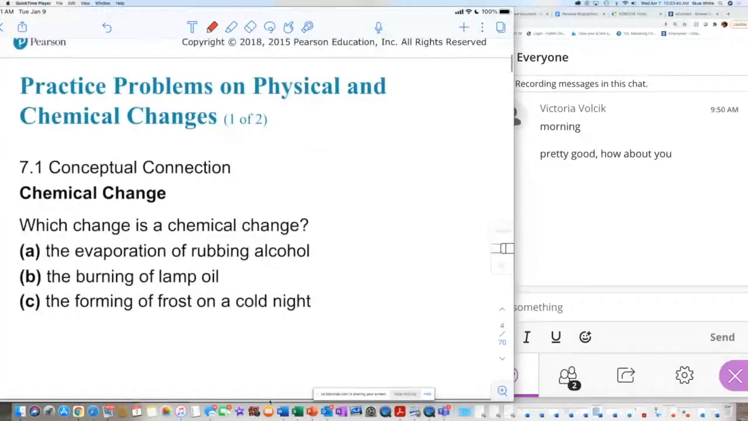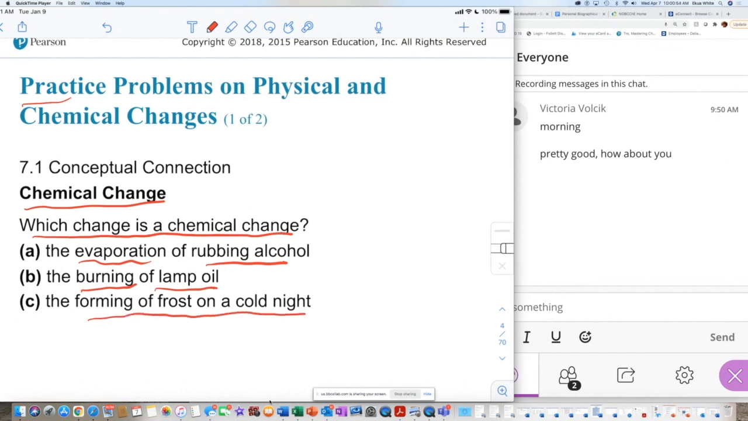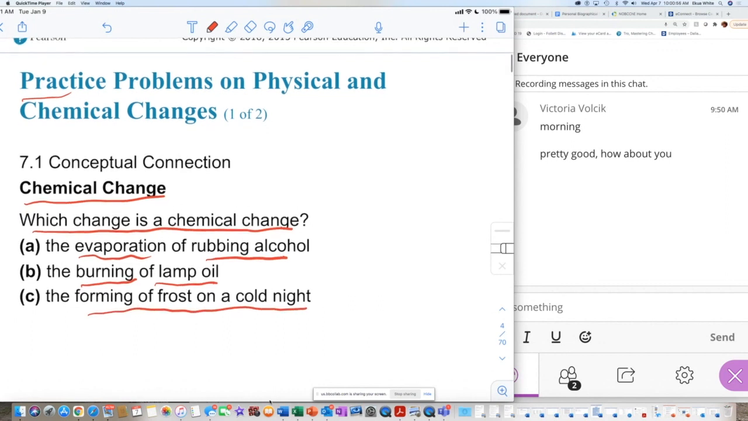Okay, so we're going to do a practice problem, conceptual connection, chemical change. Which change is a chemical change? We are told here evaporation of rubbing alcohol, burning of a lamp oil, forming frost on a cold night. So while we're looking at this, I want to look at natural occurrences or events that happen in our lives that are listed under chemical versus physical changes. So I'll start with physical. These are considered physical changes because even though the appearance changes, they're still physical.